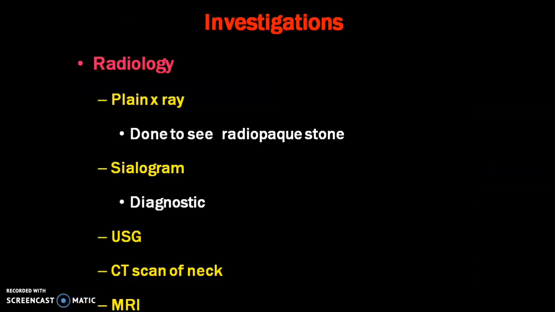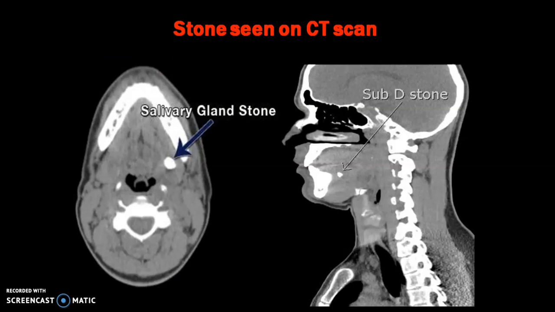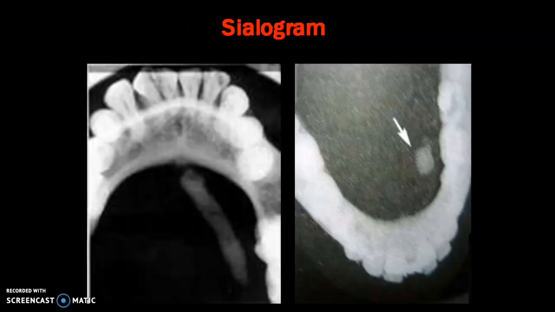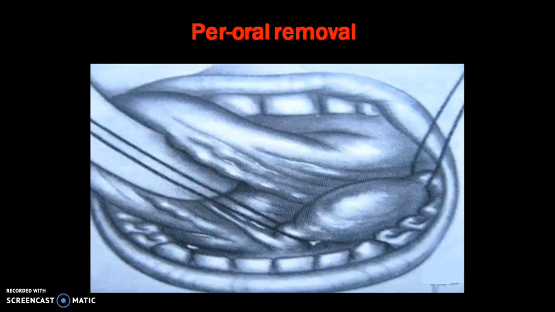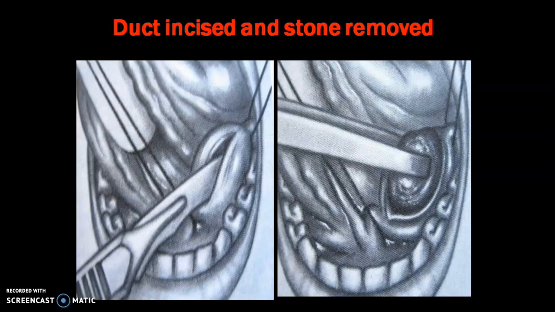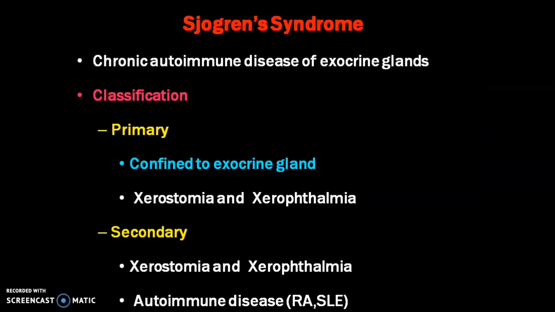So what are the investigations? Plain X-ray is done to see the radiopaque stone; sialogram, ultrasonography, CT and MRI can be done. This is the stone seen on the CT scan. This is on the sialogram. So for treatment, sialogram therapeutically washes the stone, and finish each meal with a citrus drink and massage the gland. We can go for per-oral removal of calculi, and marsupialization of the duct can be done. Then if the gland is inflamed, we can remove the submandibular salivary gland. Per-oral removal of the salivary calculi is done, and this is a specimen of the stone.